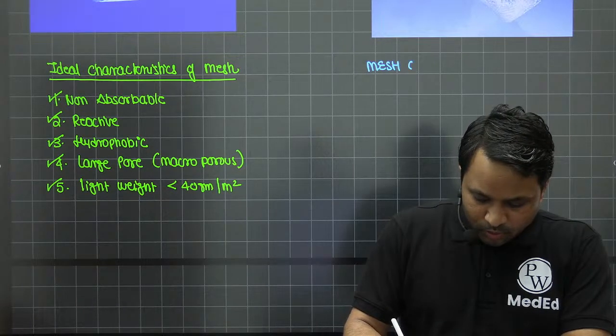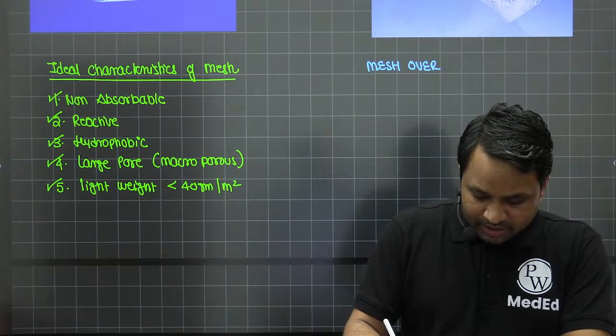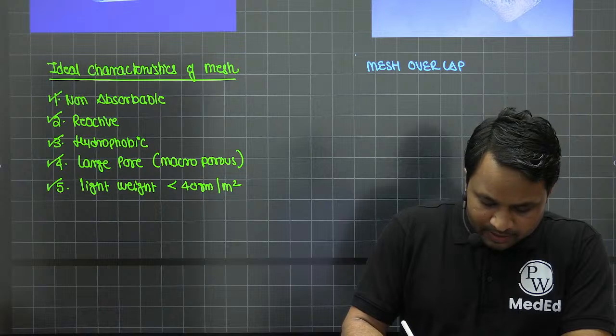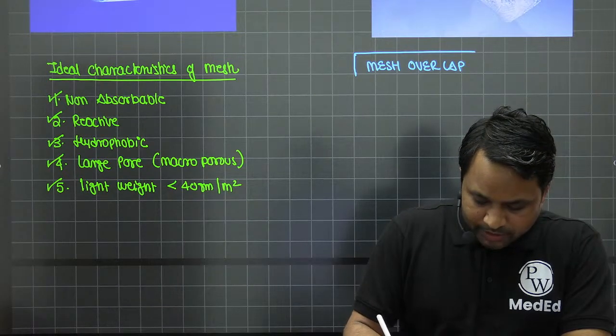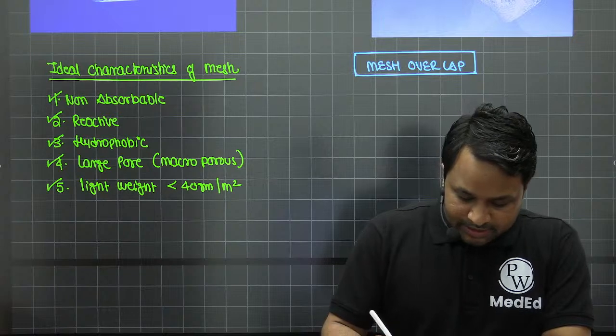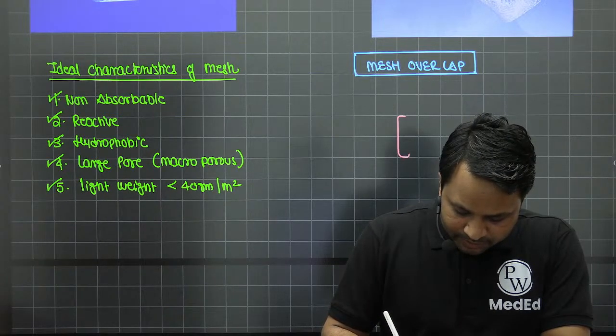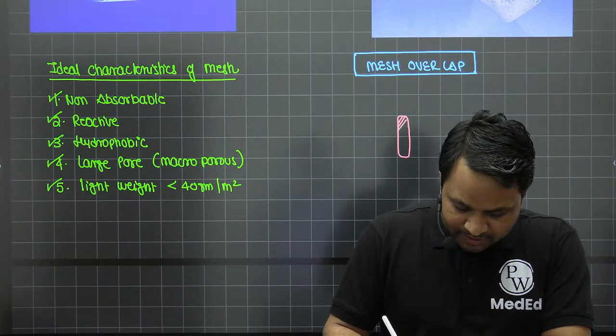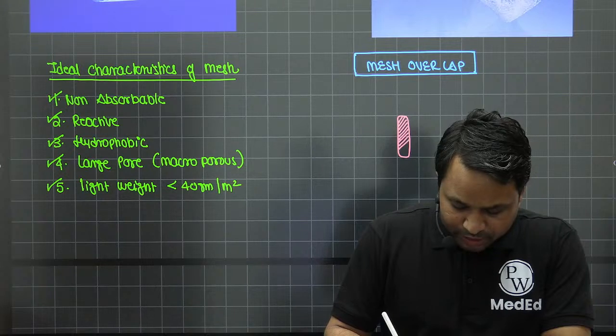So what is this mesh overlap? It's again a very important concept, especially when you're putting a Prolene mesh; you should always follow this mesh overlap. Now, what do you mean by this? Let's say this is the defect that is present, right? This is the defect that you wanted to cover up with the mesh, right?